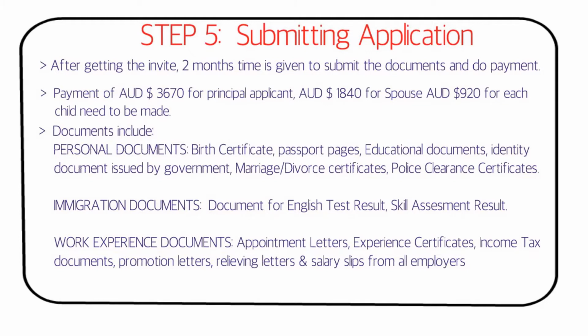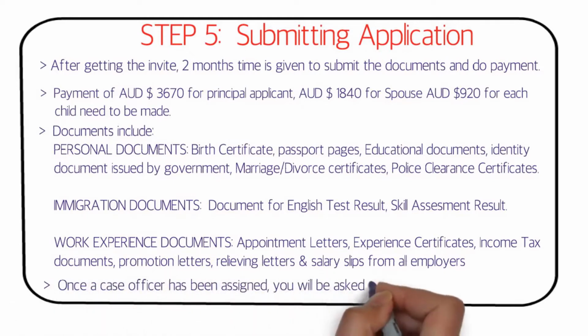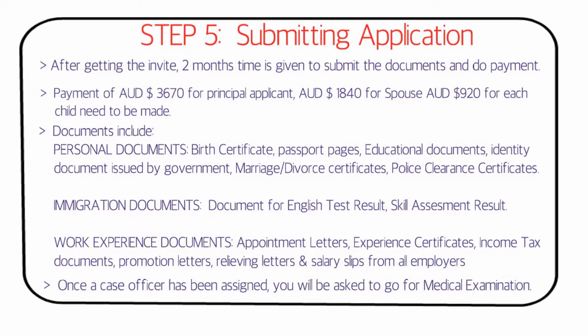Now, work experience documents: you should have your appointment letters, your experience certificates, income tax documents, promotion letters, leaving letters, and salary slips from all the employers. Once a case officer has been assigned, you'll be asked to go for your medical examination, and this will be for all of your family members who are going to Australia. Okay, so guys, these were the 5 complete steps for how you can plan your PR application to Australia.